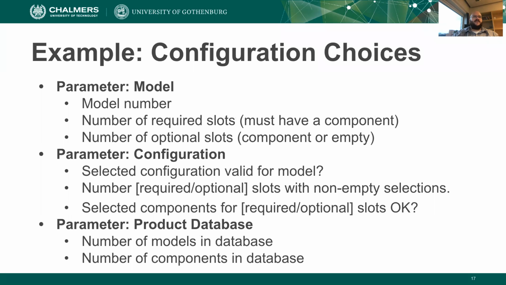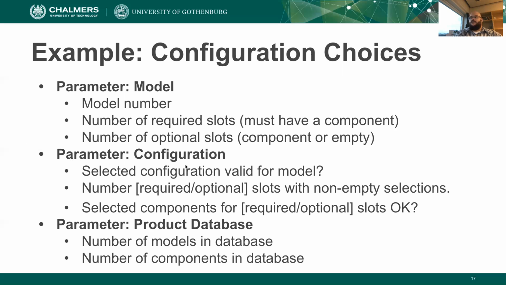So when we think about this, we have really maybe three parameters that we have control over when we're testing. We have the model, we have the configuration, and then we also have this implicit one, which is a product database. And then for each of those, what are the things we can control that determine the outcome? Now, there may be a lot more we can control, but just to give a few things for this example. For a model, we have the model number that identifies it. And we have the number of required slots, so the slots that must have a component assigned to them. And we have a number of optional slots, which can have a component assigned or be empty.